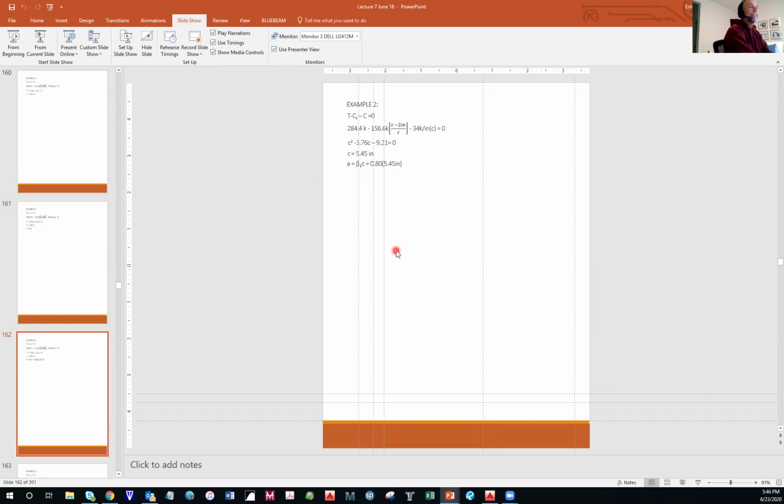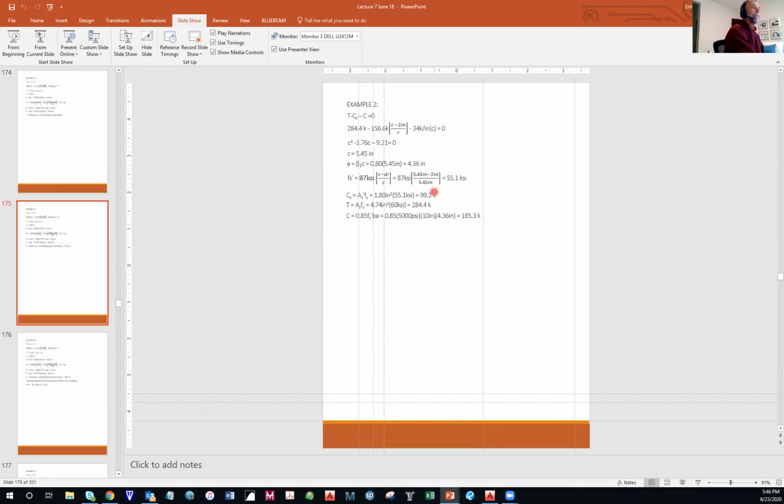Now that you have c, you can go back and calculate each one of the 3 forces, like so. You have compression in your steel, tension, compression in your concrete. Once you have the 3 forces, you sum your forces about the top of the beam to find your nominal moment. Does that answer your question, Jesus? Okay, great.